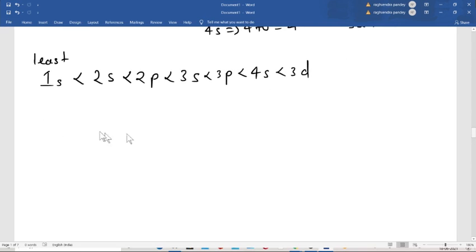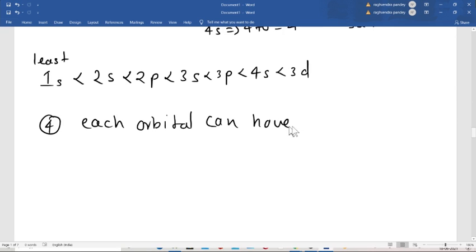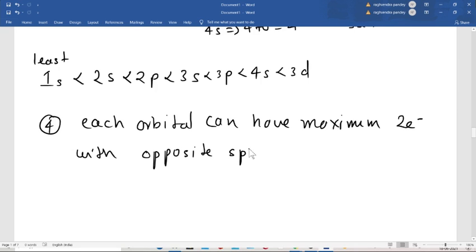Now the fourth rule is: each orbital can have a maximum of 2 electrons with opposite spin, or we can say opposite magnetic poles.